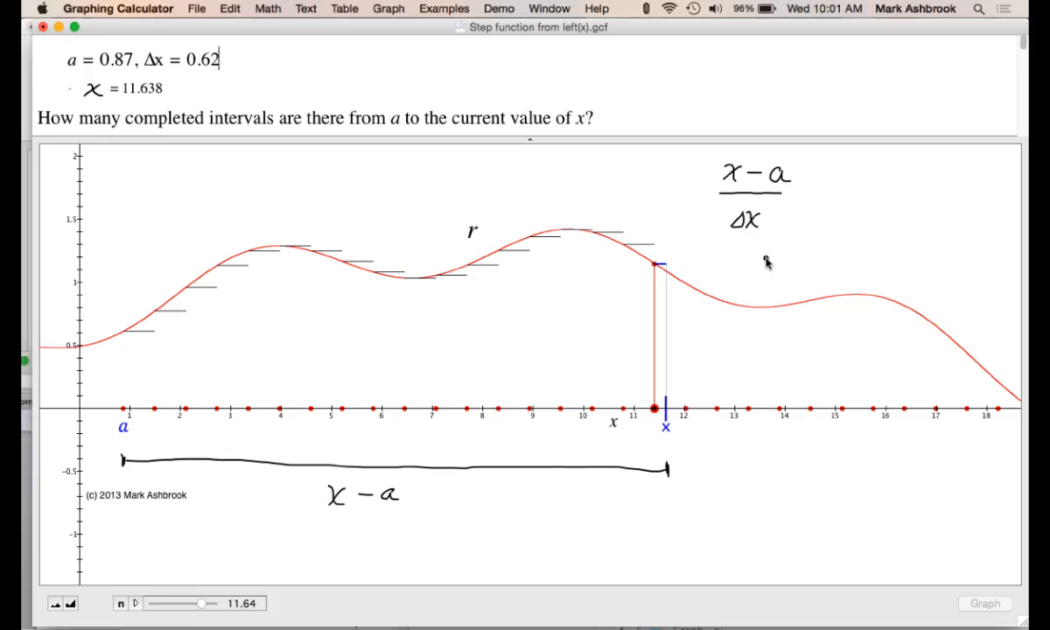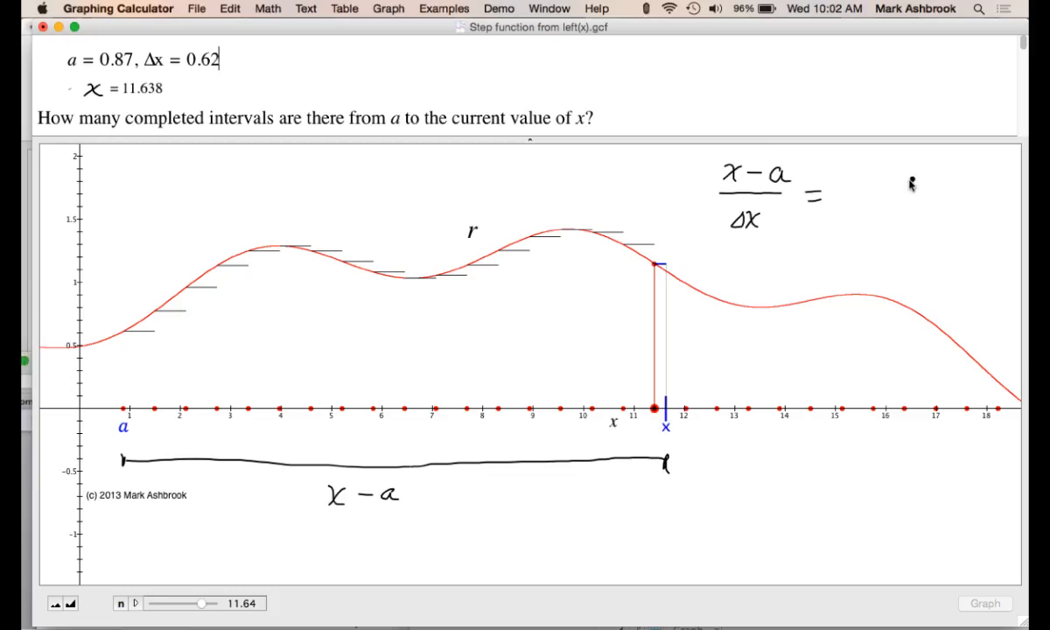And what is that? Slow down. So you want to divide by delta x. Why? What does that do? They'll give you how many delta x's there are. How does it do that? Well, delta x is the width of each interval. So we're asking how many of those widths fit into that total width, how many widths of delta x make up the total x minus a? And so when you do that for this calculation, what do you get?